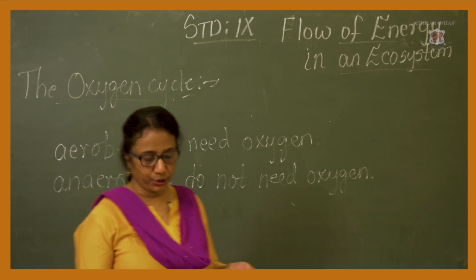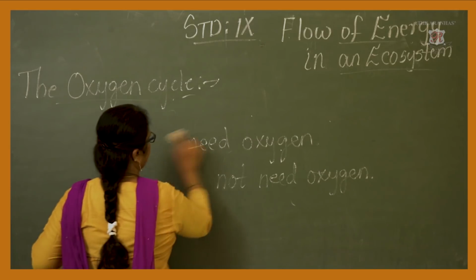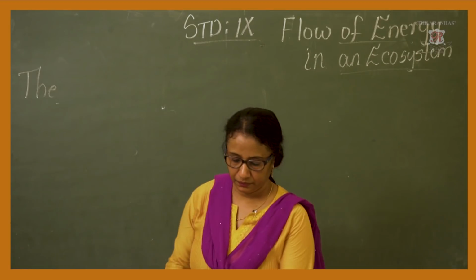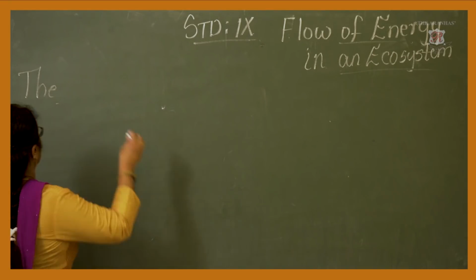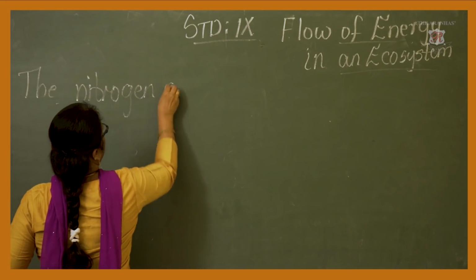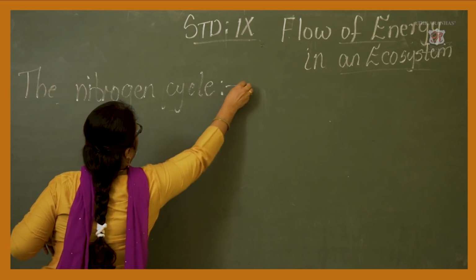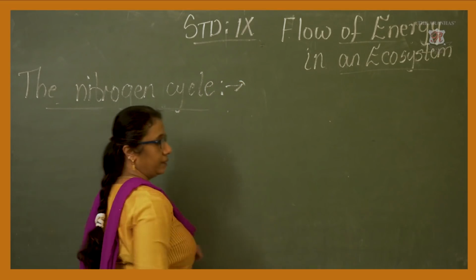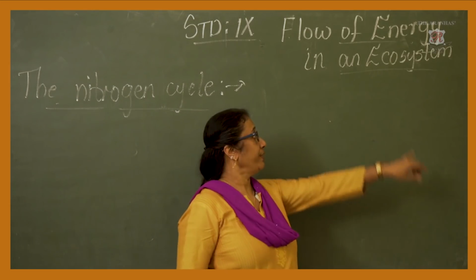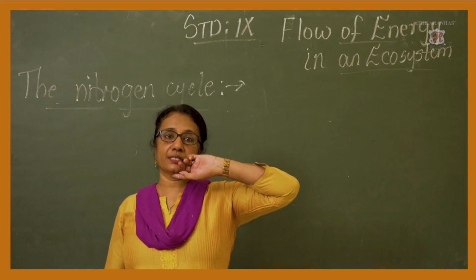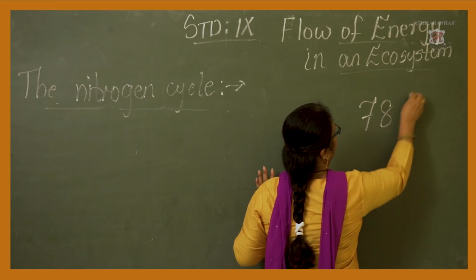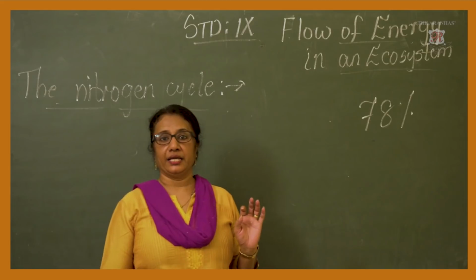Okay. Now, we move on to the next topic, that is the nitrogen cycle. The nitrogen cycle, what I am talking of. Okay. Now, I told you 21% of the Earth's atmosphere is made up of oxygen, and 78% of it is made up of nitrogen. Yes, that is it.